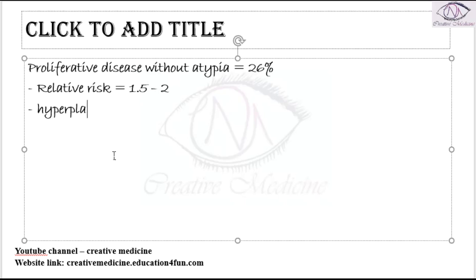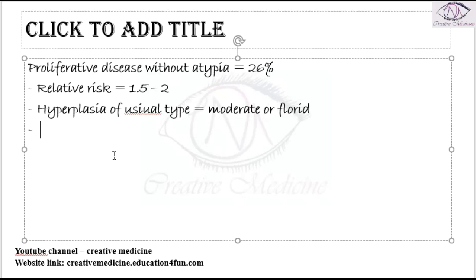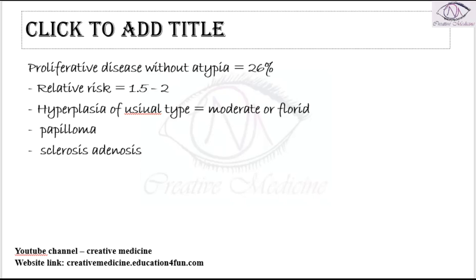So examples are hyperplasia of usual type. In the hyperplasia of usual type we have moderate or florid hyperplasia of usual type, or papilloma, or we have sclerosing adenosis. So all these are proliferative diseases without atypia.